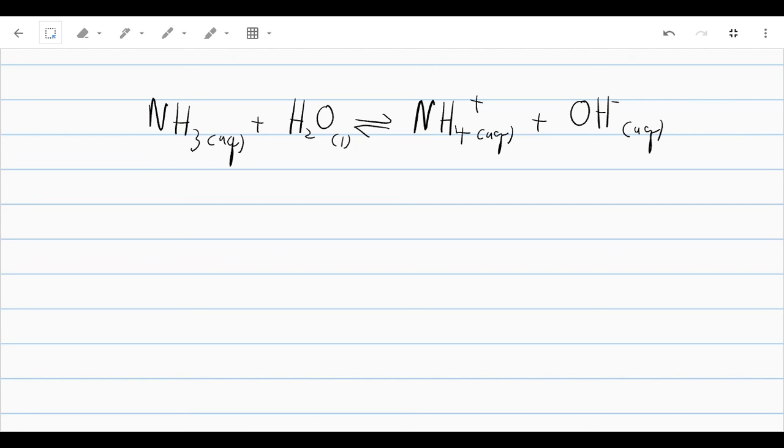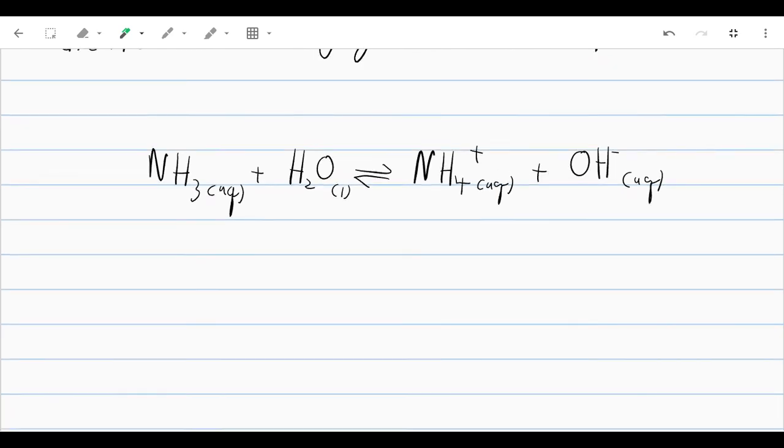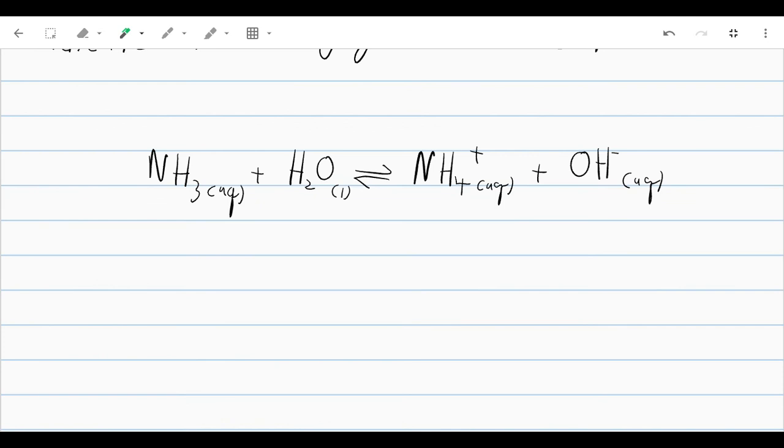OH minus. What we need to remember with this is that an acid is going to be a proton donor and a base is going to be a proton acceptor. So whatever is giving away the hydrogen is going to be acting as our acid. So we're going to compare both sides of the reaction. We see that the NH3 is turning into NH4 plus. We see the H2O is becoming OH minus.